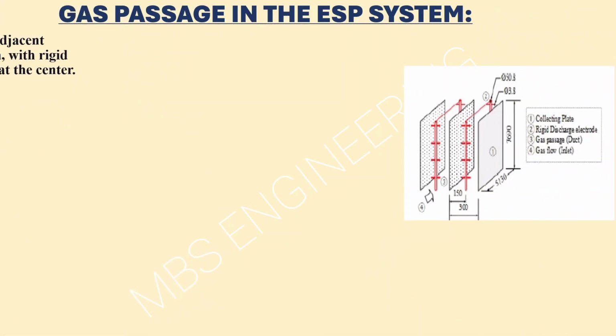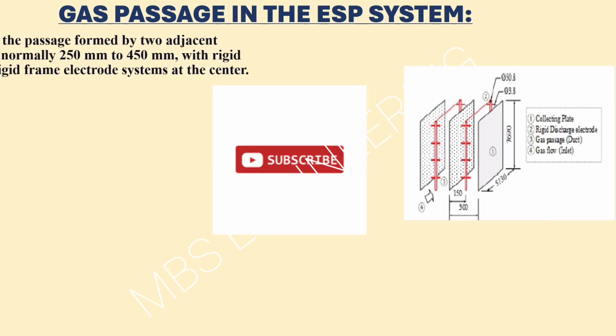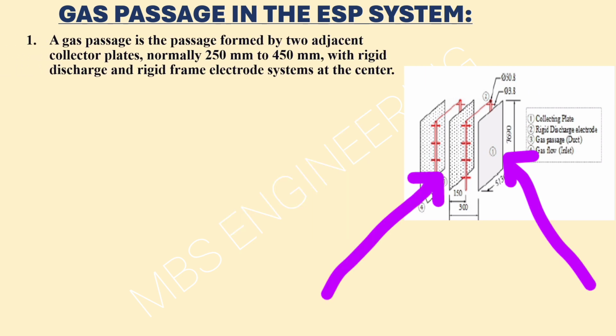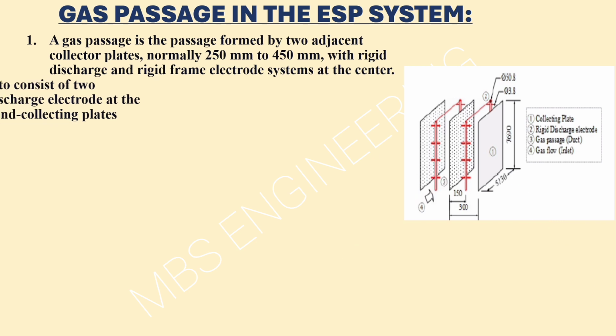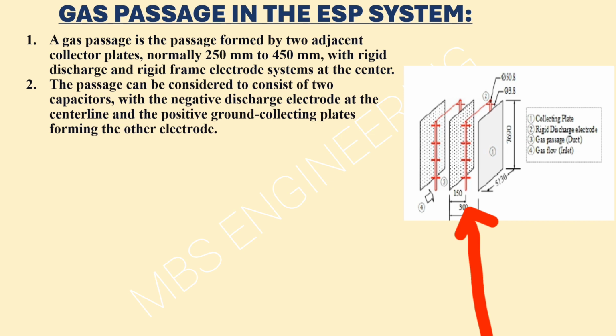Next, we are going to understand the gas passage in the ESP system. First point, a gas passage is a passage formed by two adjacent collecting plates, normally 250 mm to 450 mm, with rigid discharge and rigid frame electrode systems at the center.